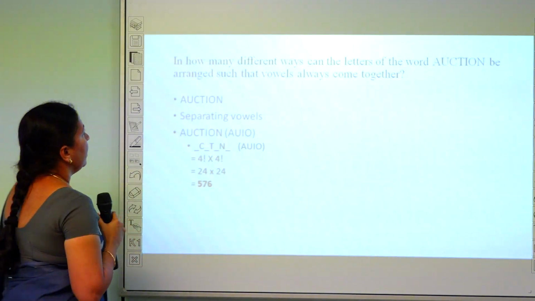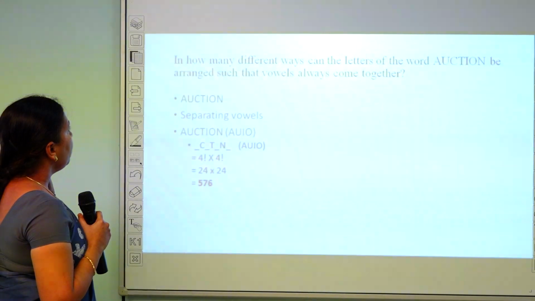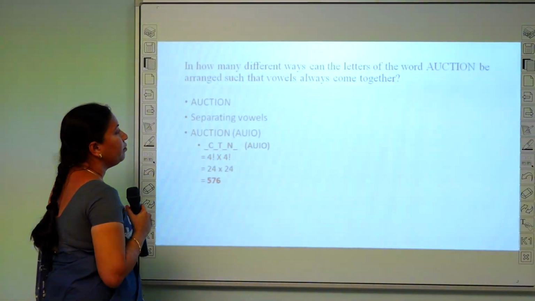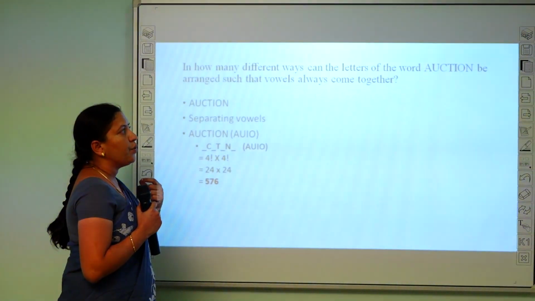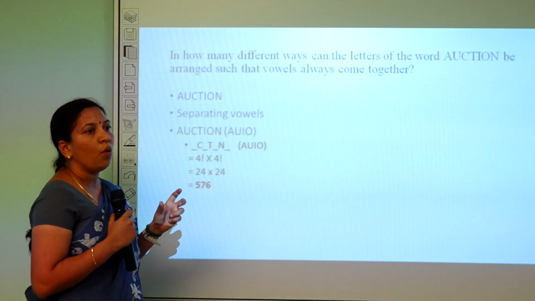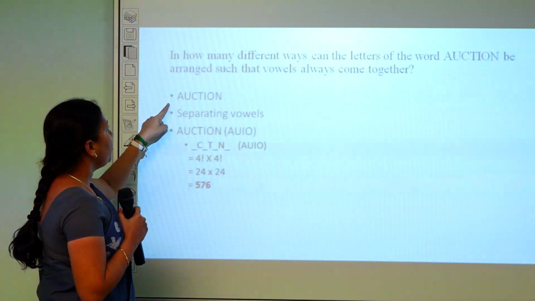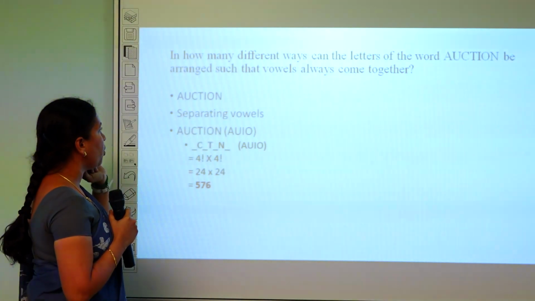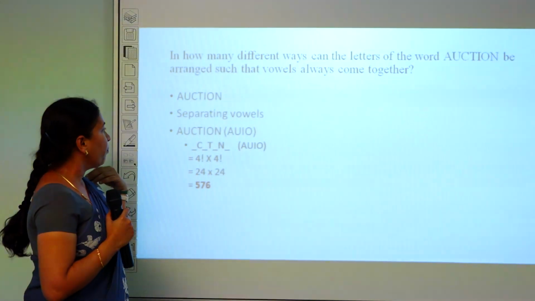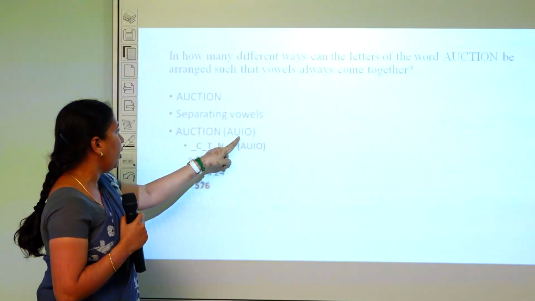And the next question is, in how many ways can the word auction be arranged so that vowels always come together. This is the condition given. So when you are going to arrange the letters of the word auction, the condition you have to remember is that the vowels always come together. First you have to separate the vowels from the word auction. What are the vowels? A, E, I, O, U are the vowels. So here how many vowels are there? 4 vowels are there, that is A, U, I, O.